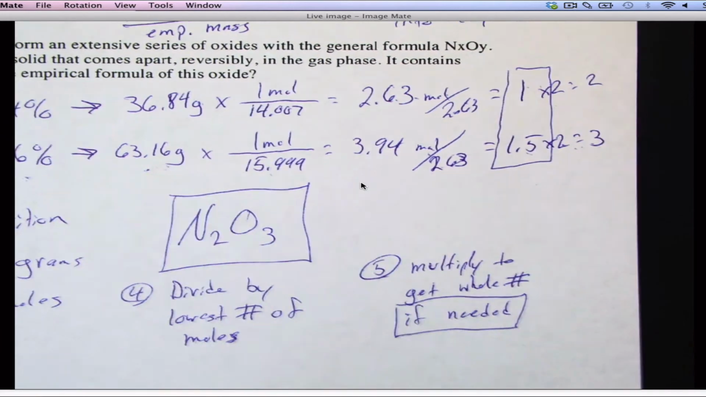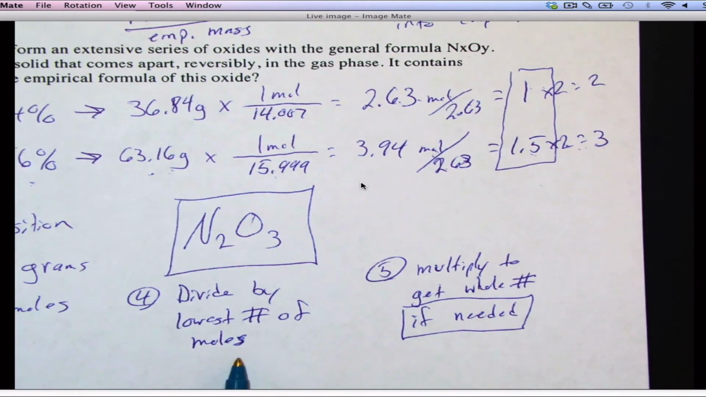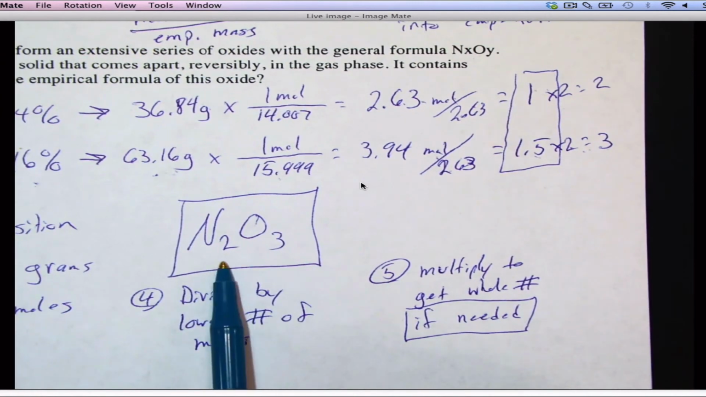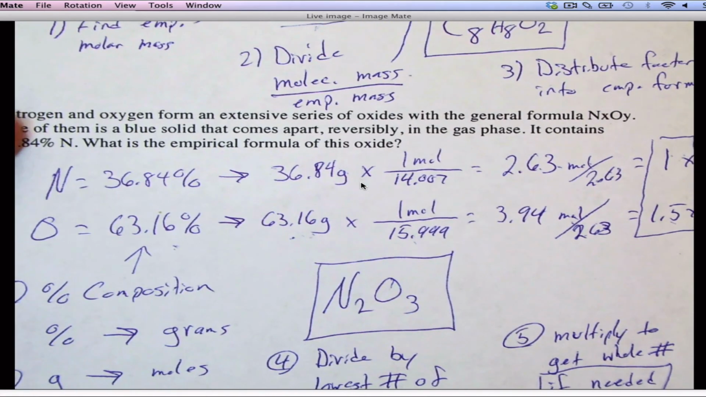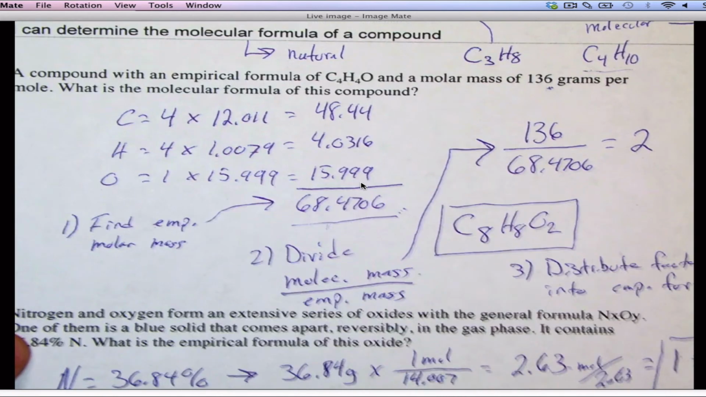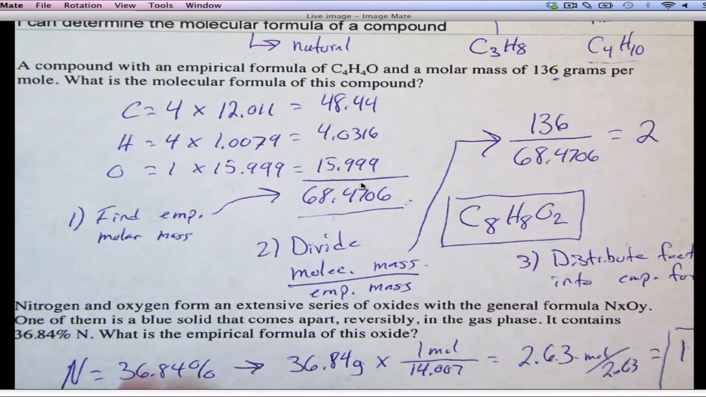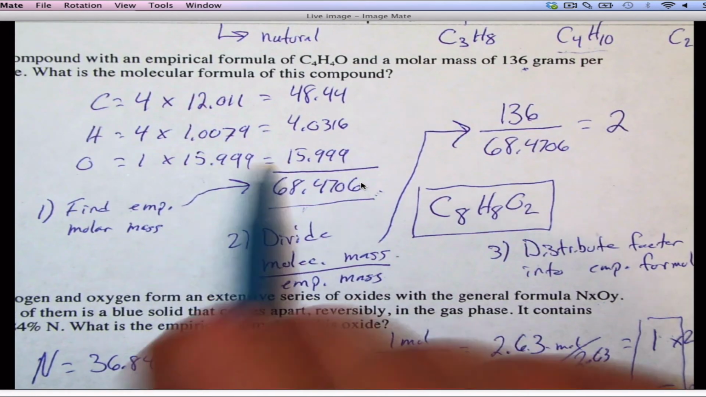All right, so find your percent composition, percent to grams, grams to moles, divide by your lowest number of moles, and then multiply to get the whole number if you need to do that. Sometimes you don't. And then just plug them in. So you have 2 nitrogens, 3 oxygens. All right, so now notice how in this problem we're trying to find the empirical formula, whereas in the other problem, we're trying to find the molecular formula from the empirical formula. So make sure when you read these problems, you realize what you're trying to do, what they're giving you, and what you're trying to find. So there's different steps involved. One's a little more mathy, the other one's a little simpler.